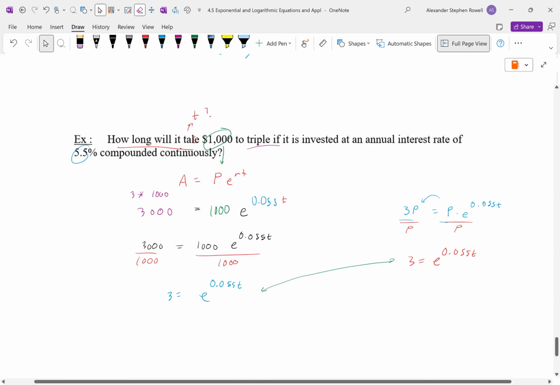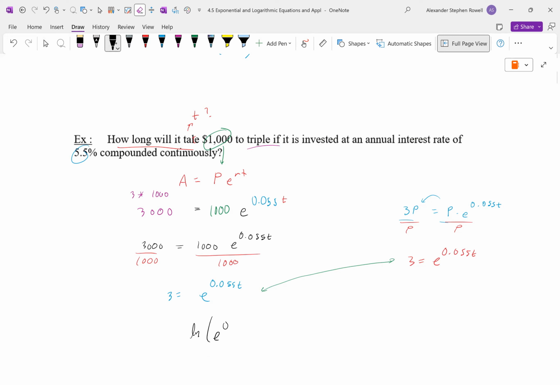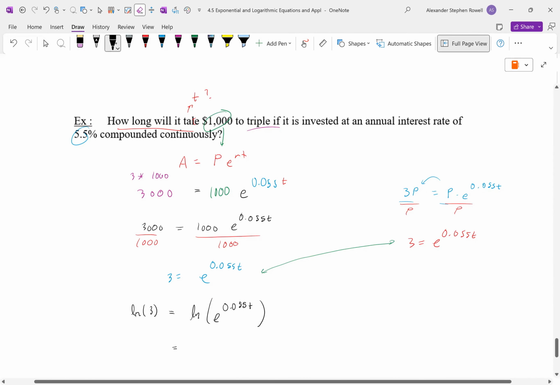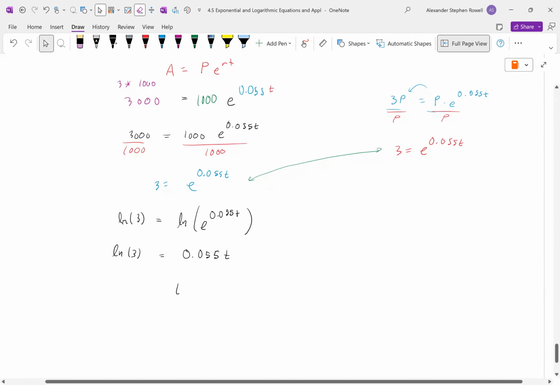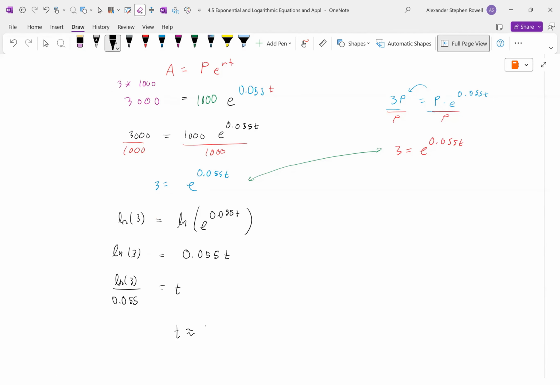Yes. Which log do you want to use? Yes, inverse of e is natural log. Take the natural log of both sides. Natural log of e to the power of 0.055 t is equal to natural log of 3. And these are inverse functions, so the answer is just the exponent. 0.055 t is equal to natural log of 3. And we'll divide both sides by 0.055. t is approximately equal to 19.97, or about 20 years to triple our money.